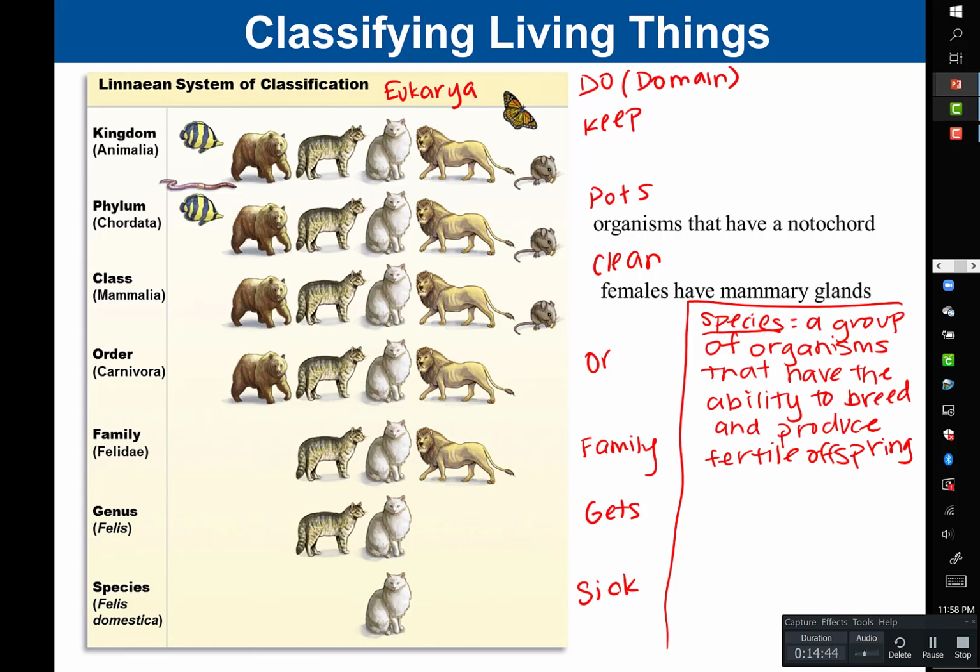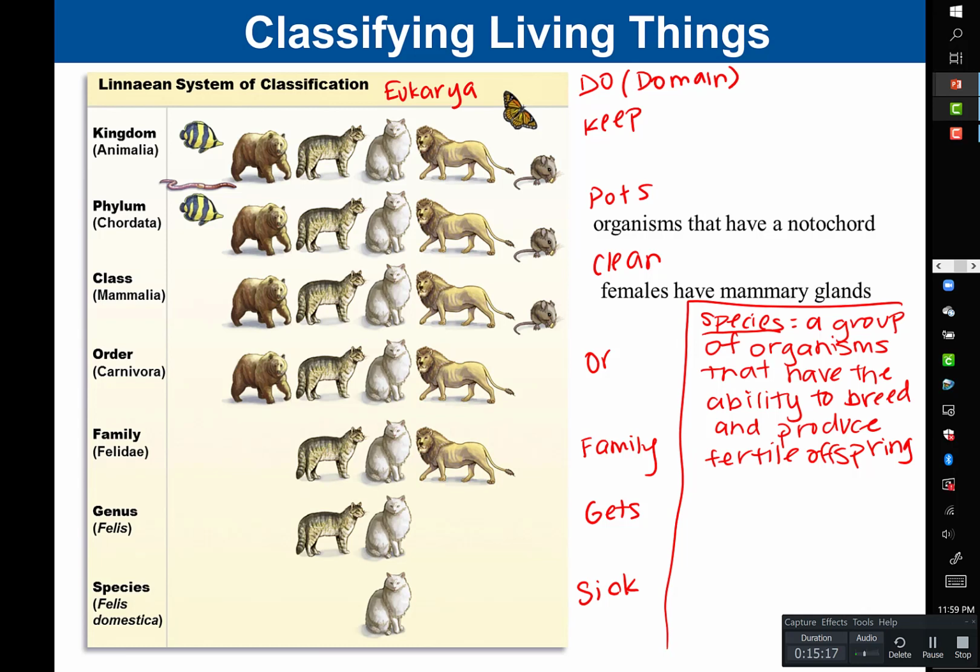Now, while this is the general definition of a species, you can imagine that this doesn't work in all cases. If we think of bacteria, for example, bacteria reproduce what we call asexually, without a partner. They simply make a copy of themselves and divide. Well, then how do we classify bacteria as species if they don't have the ability to breed and produce fertile offspring? And so other types of things have to go into play in order to classify those species.